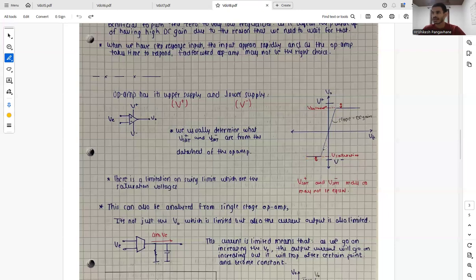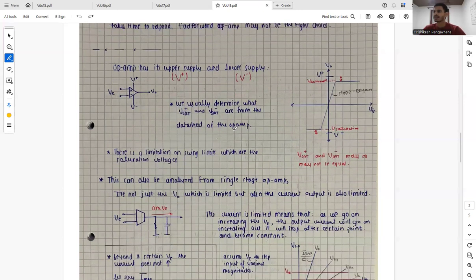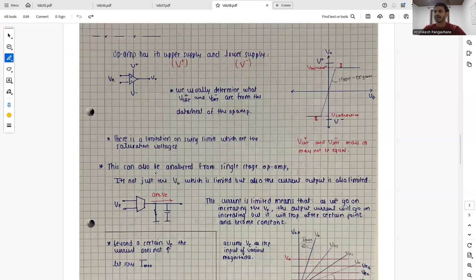That is called V saturation. We usually determine what V sat plus and V sat minus are from the datasheet of the op-amp, and it's not necessary that these two values are symmetric. Thus V sat plus and V sat minus may or may not be equal, and this is a limitation of swing limits, which are the saturation voltages. And this can also be analyzed from the single stage op amp.